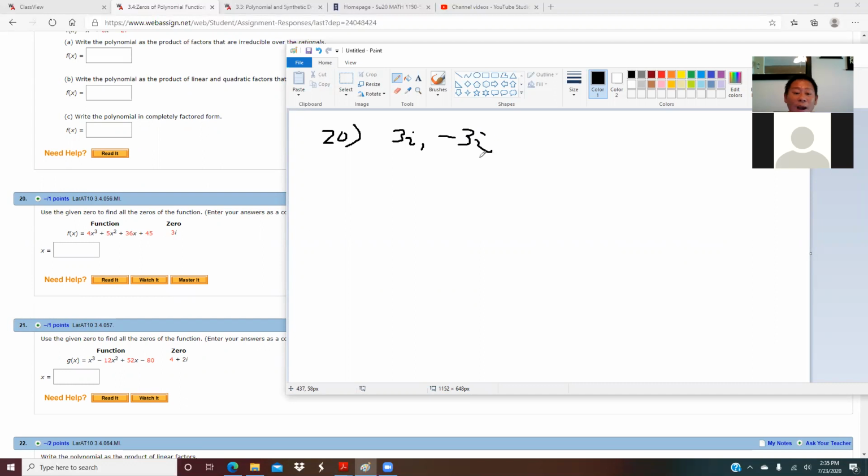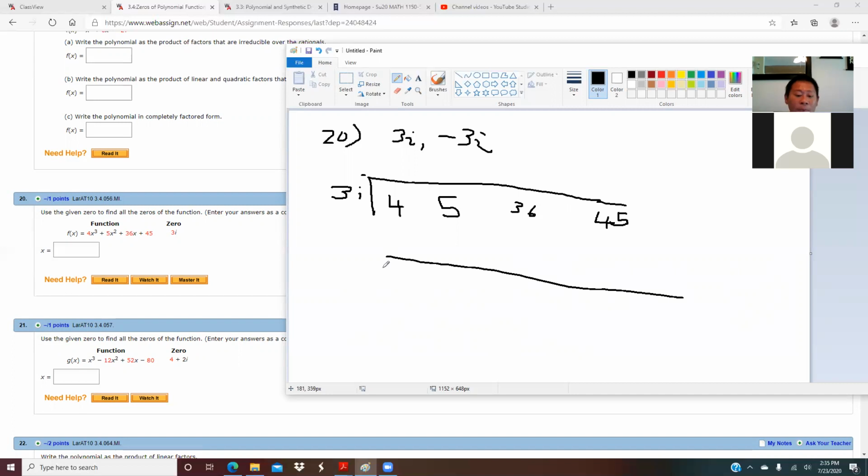So in this case, you have to use synthetic division on complex numbers. So we start with 3i. So we have the 4, we have the 5, we have the 36, and you have the 45. I'm going to spread this out a bit more because this one is going to be icky. As usual, you drop the 4. And then you multiply that, it becomes 12i. Now you cannot add these two up because they are not like terms. So you will get 5 plus 12i.